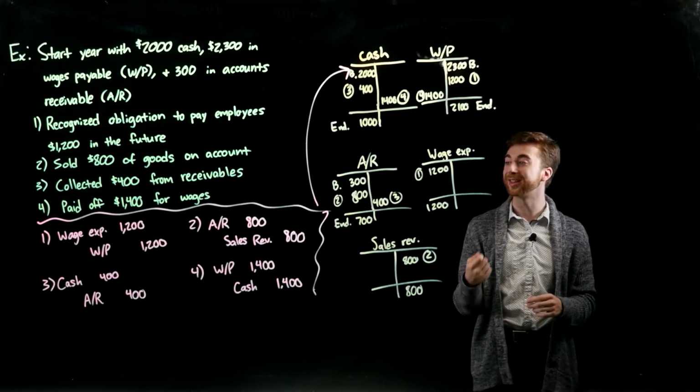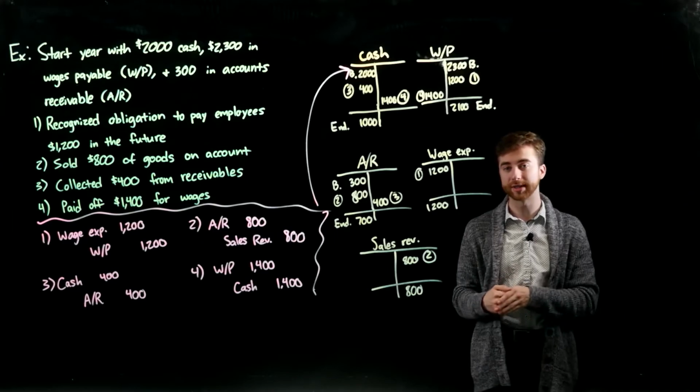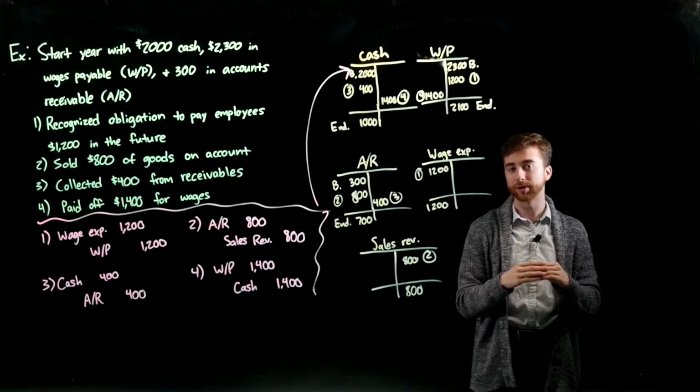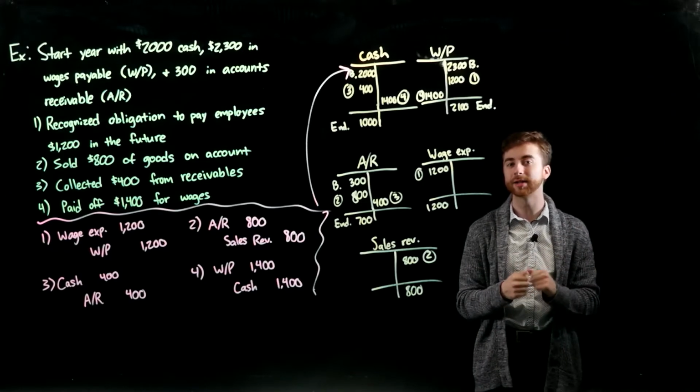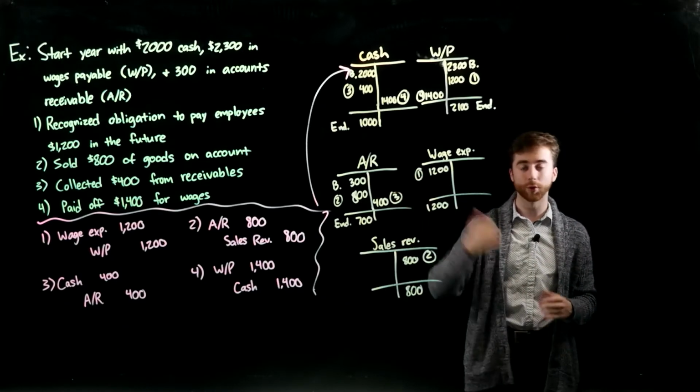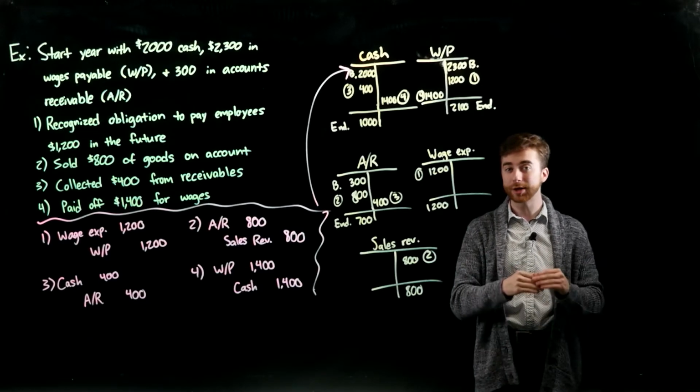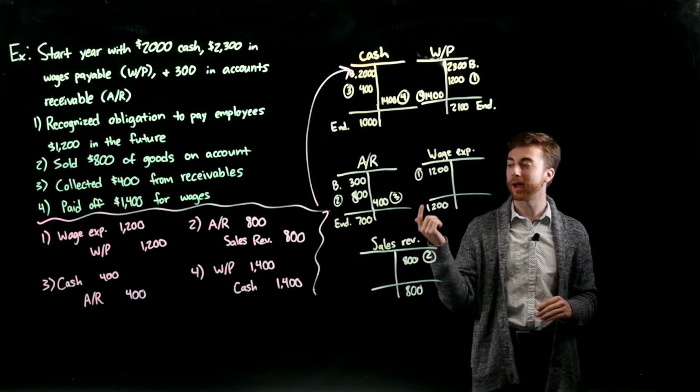For the third one, we collected $400 from our receivables. So basically, it might not be from this exact sale that we did, but we have some amount in our receivables, and we have now collected some of the cash from it, in this case, $400. So you're going to increase your cash account, debit it by $400, and decrease your accounts receivable account by $400 as well.